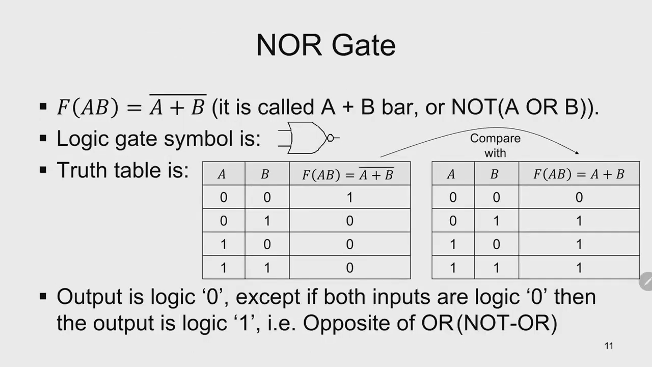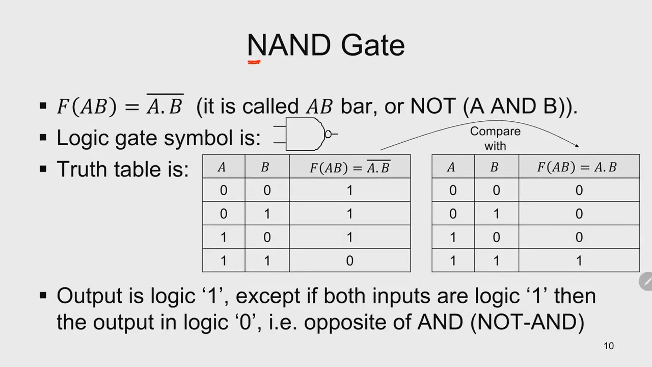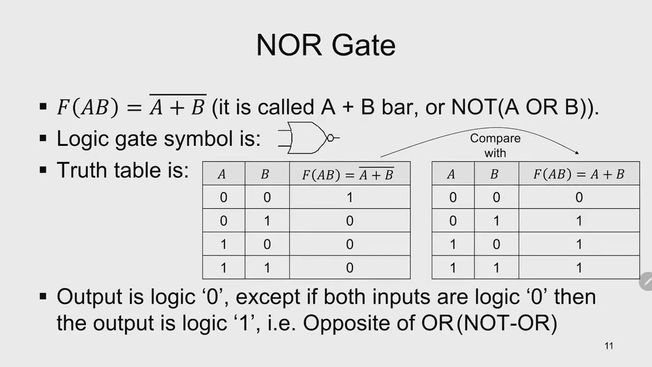So is that clear about all? These two are called universal gates, the NAND gate and NOR gate. We're going to look at why they are called universal gates a few slides later. So this is a derivation or variation of an OR gate. The base gate of this is an OR gate, and the NOR gate is just the inverse of the OR gate.